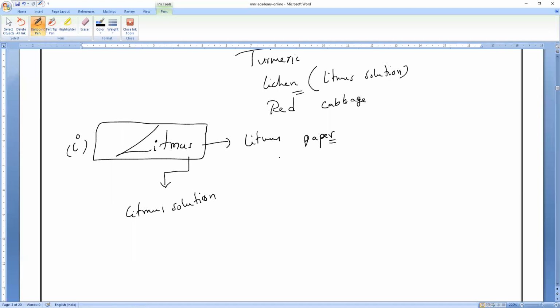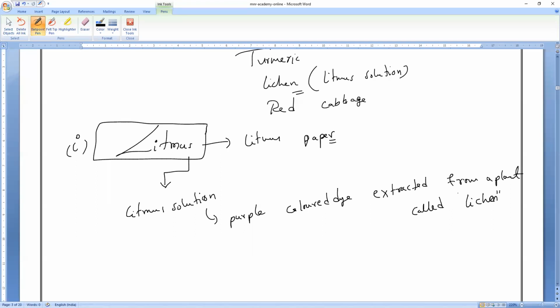Understanding? If you take this litmus solution, basically it is a purple color. What is the color of this one? Purple colored dye, which is extracted from a plant known as, what is the plant name we call? The lichen plant. Understanding? Or we can say lichen, whatever it is.